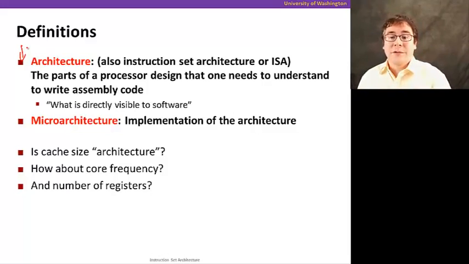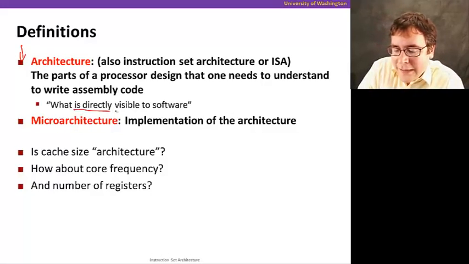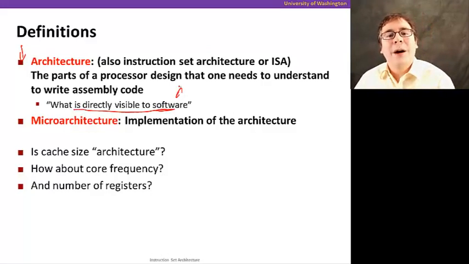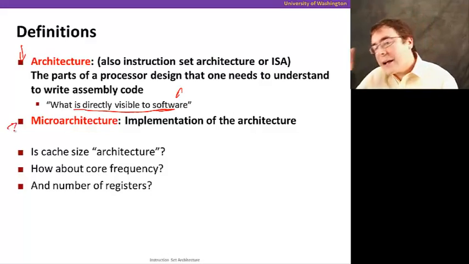Remember, it's the hardware-software interface. Another way of thinking about it, it's what's directly visible to software. If it's visible to software, it means that you have to know about it when writing code. Now, the microarchitecture, on the other hand, are details of how the architecture is implemented. Essentially, it's more details of how the instruction set architecture is implemented.